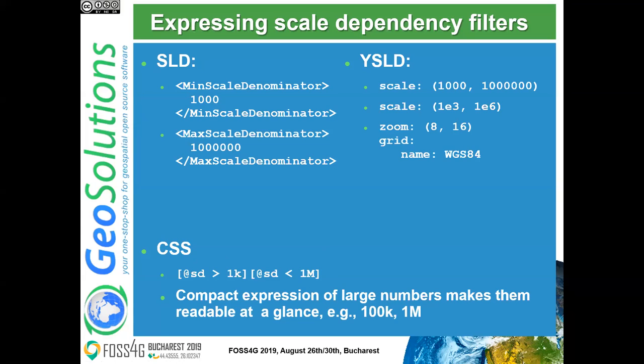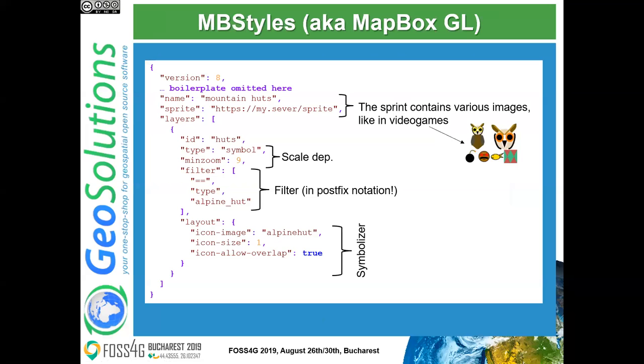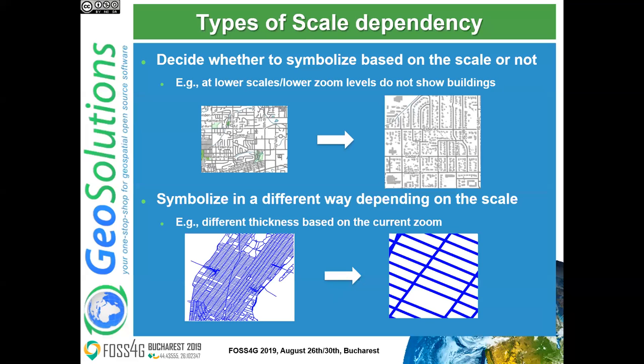I didn't include MB styles, but there was the example here that you have seen. You basically say min zoom, max zoom, which is really compact as long as your target is Web Mercator. Otherwise, well, it's going to be a bit more complicated to try and match the zoom levels of Web Mercator to the zoom levels of another grid set.